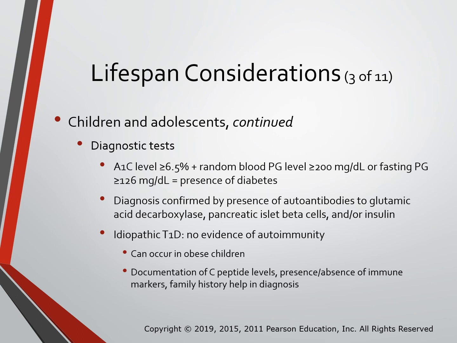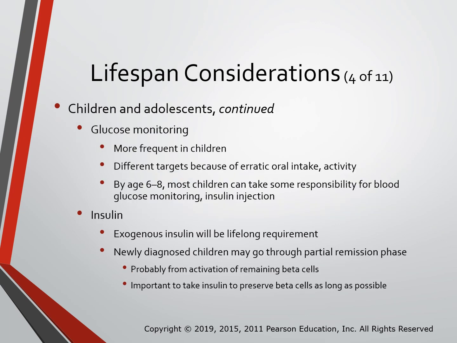With children, here are your diagnostic levels that determine if they are diabetic. Glucose monitoring, you may have to do it more frequently in children, especially younger children, because they may not be able to tell you how they're feeling. You have to really monitor them and watch their behavior. And when diabetes occurs in children, it's called juvenile diabetes, and sometimes they use that term, sometimes they don't use that term.